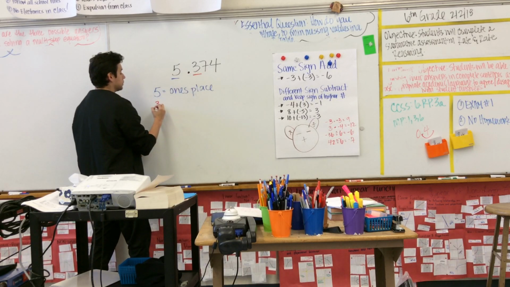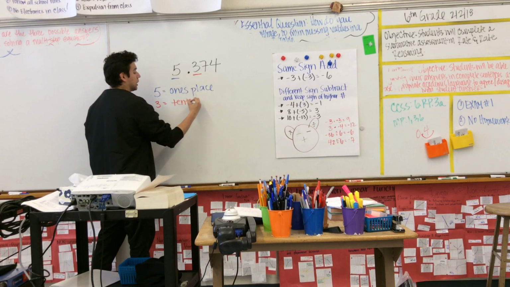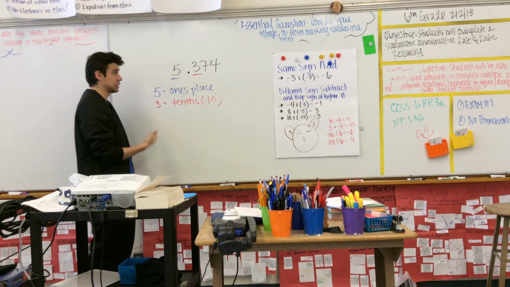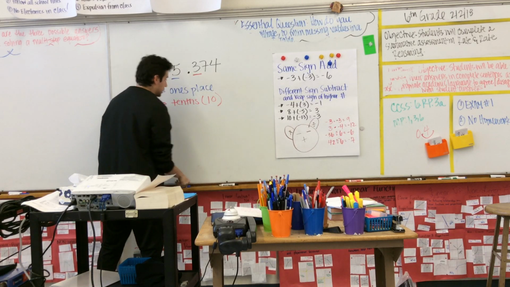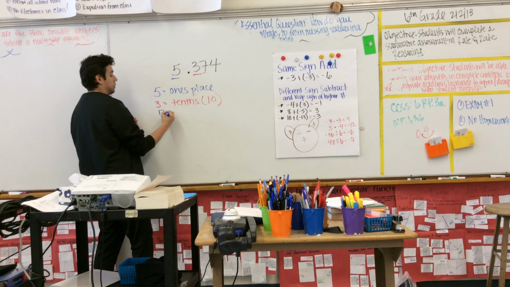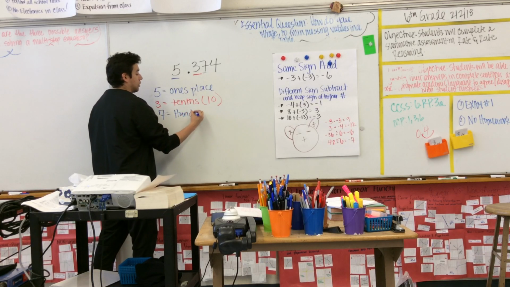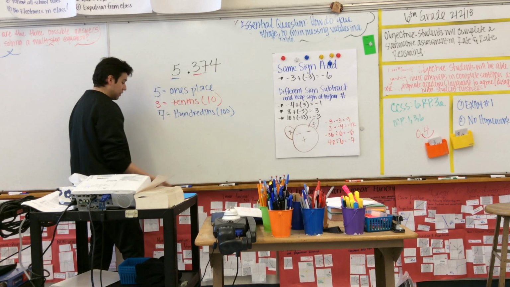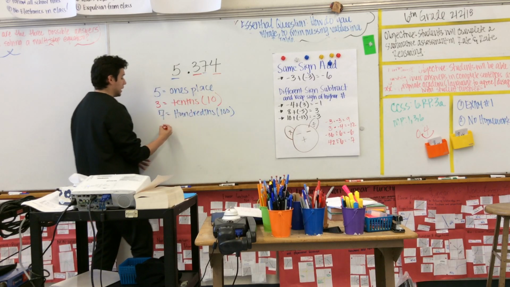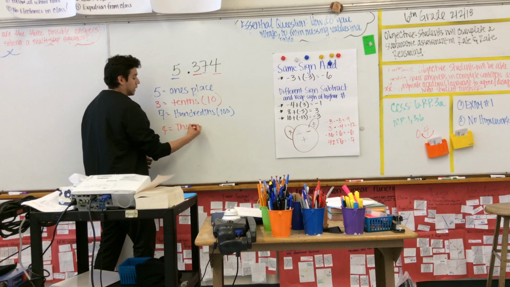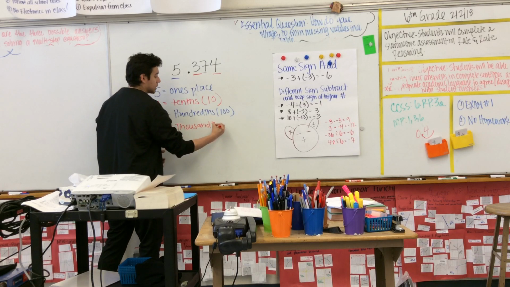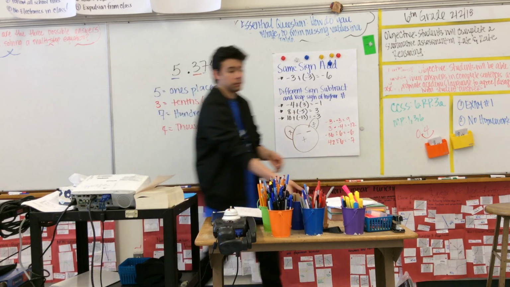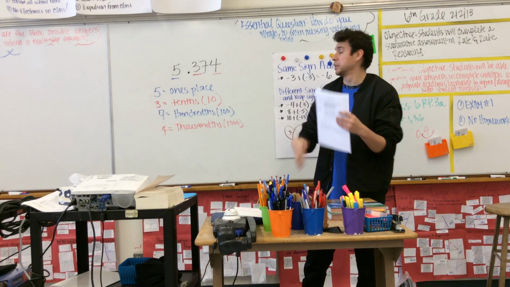This 3 is in the tenths place, okay? Tenths place. Write this down like I said. The 7 is obviously going to be in the hundredths place. Hundredths place. And then we have this 4 is in the thousandths place. Write this down in your notes if you didn't write it down. Okay? Again, when you come back, I'm going to give you this worksheet. The worksheet has everything in here.